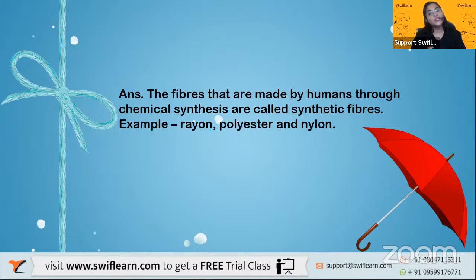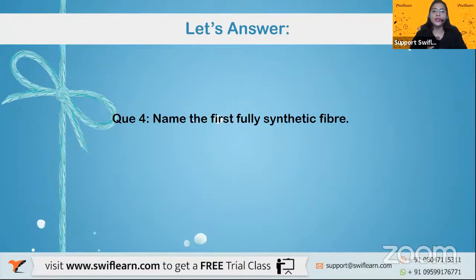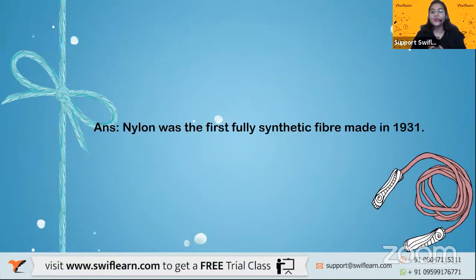Okay, so for example, we have already studied in detail about four of the synthetic fibers. Remember, rayon, nylon, polyester, acrylic. These are the examples of the synthetic fiber. Fine. Chalo. Fourth question. Name the first fully synthetic fiber which was first used or discovered. Remember, we also did it in the last session. Yeah, what is that? Nylon. Very good. Nylon was the first fully synthetic fiber which was made in 1931.